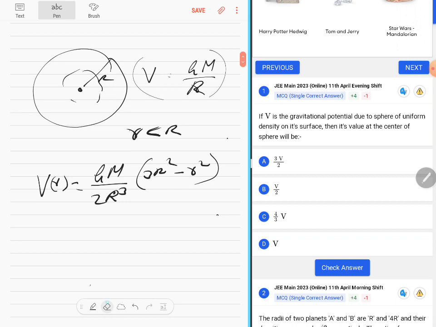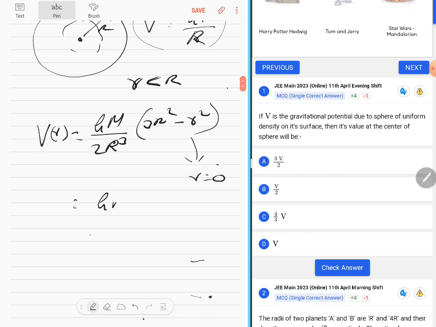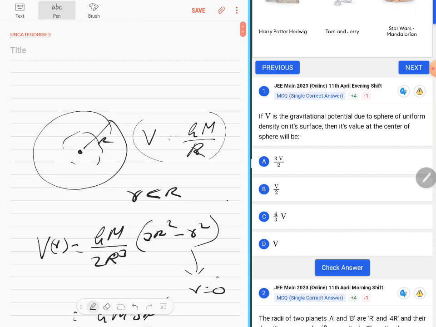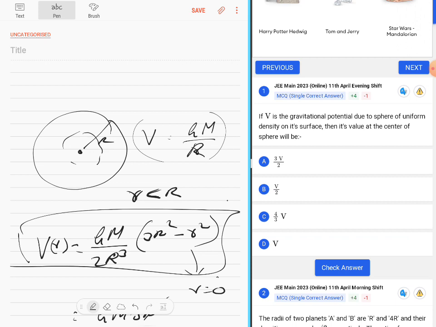In this case, they are saying R is 0 because it's at the center of the sphere. So then GM 3R square by 2R cube, where R square and R get cancelled, so 3 by 2 GM by R. This is 3 by 2 V, where V is the original potential on the surface. It's very easy. However, this formula can be used only for the interior of the sphere. For the exterior of the sphere, it's like the electric field. So then it's minus GM by small r, depending on the position vector. We don't have to add up anything because the whole sphere contributes to its potential. So we'll go to the next sum.